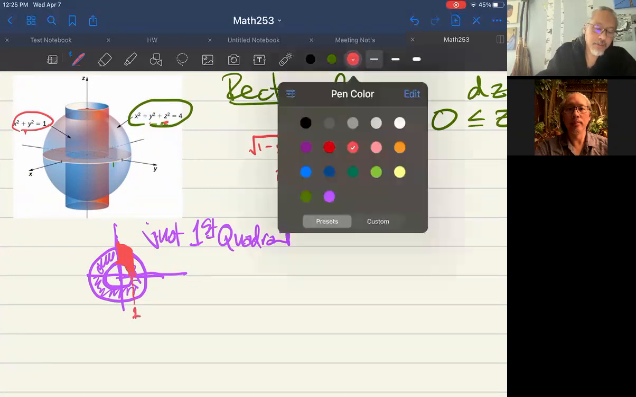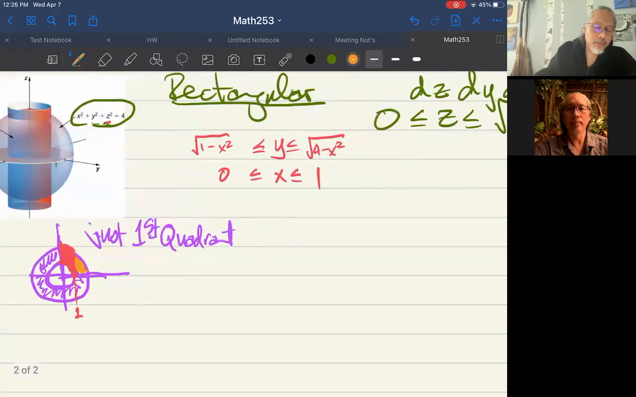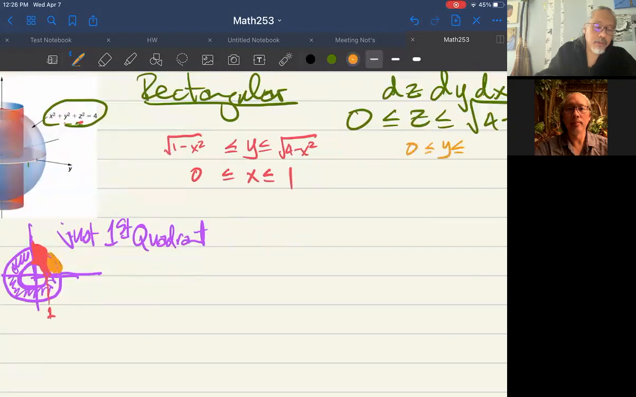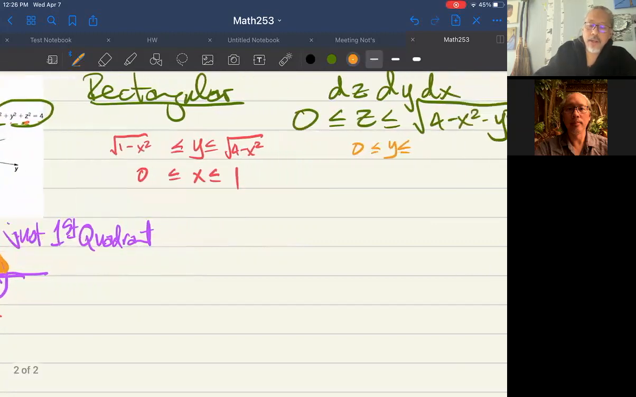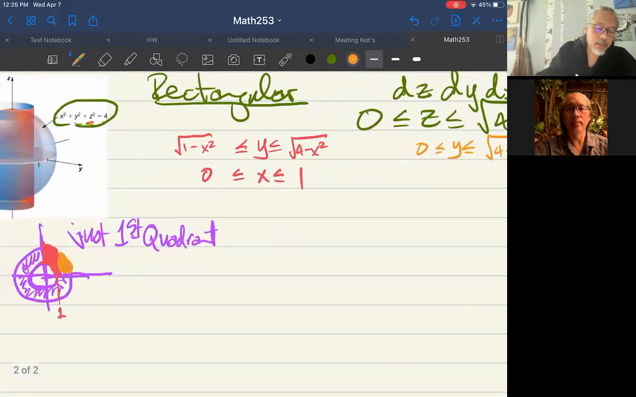Beyond that, there's still this much left in the first quadrant, and we need to figure out what that is. That's going to be an integral where y goes from 0 to the top part of that circle. The top circle comes from the sphere when z is equal to 0. So the y limits here go from 0 to the square root of 4 minus x squared. And then x this time goes from 1 to 2.